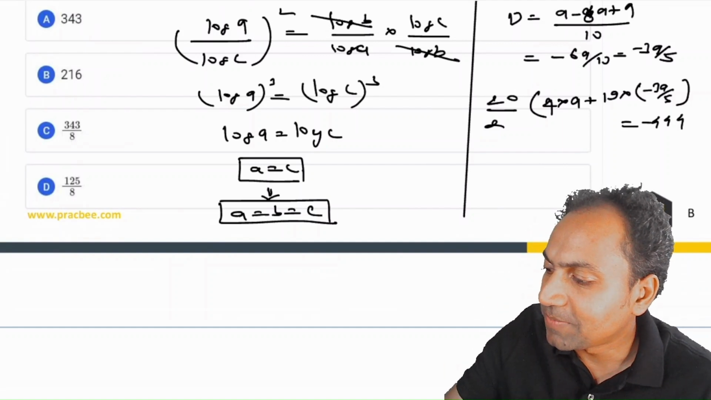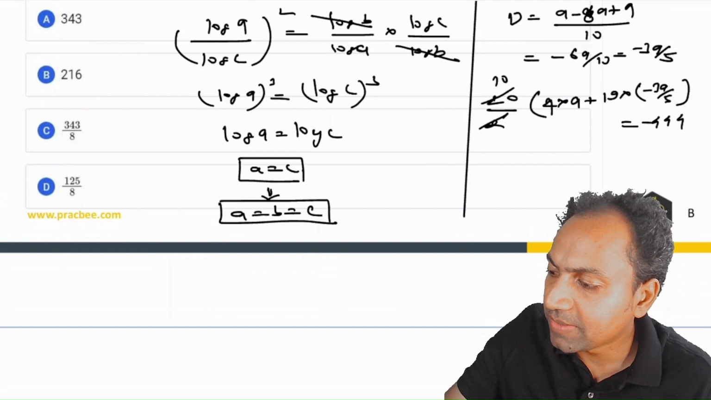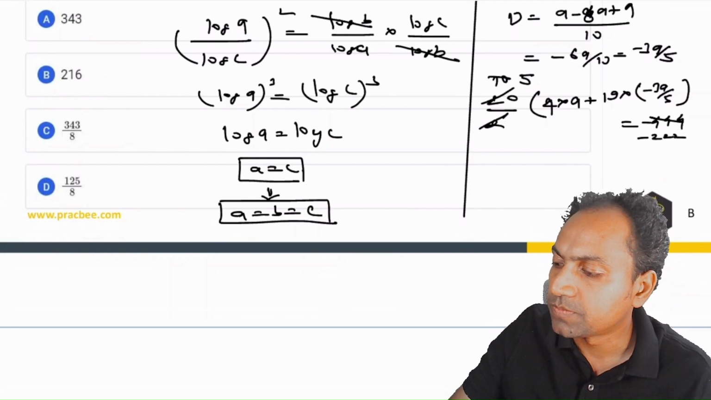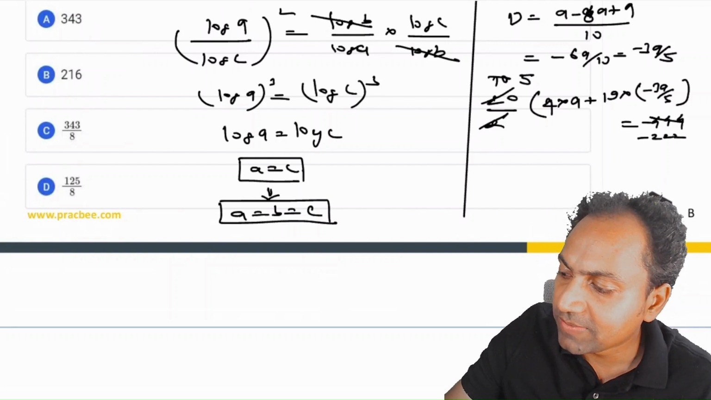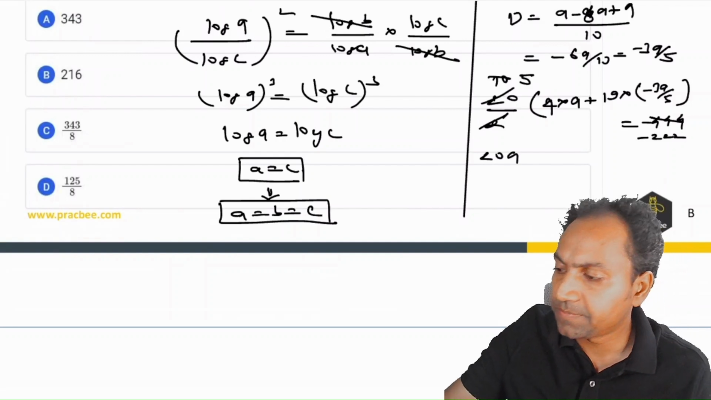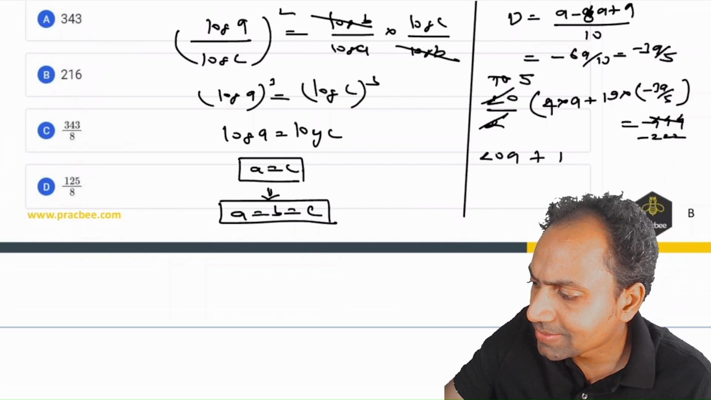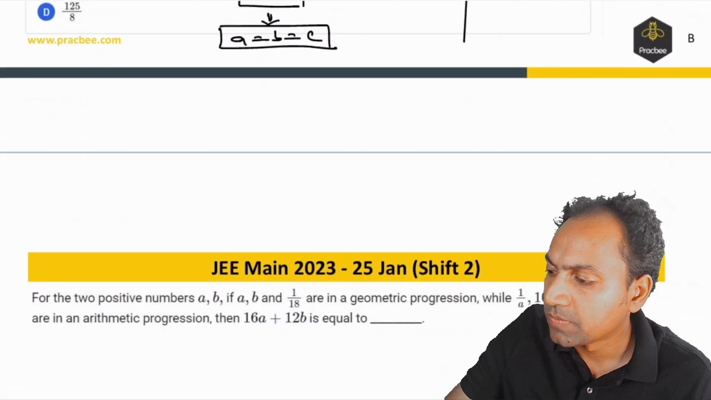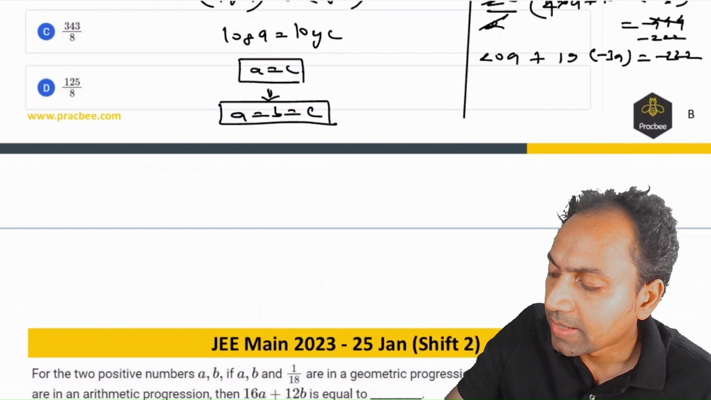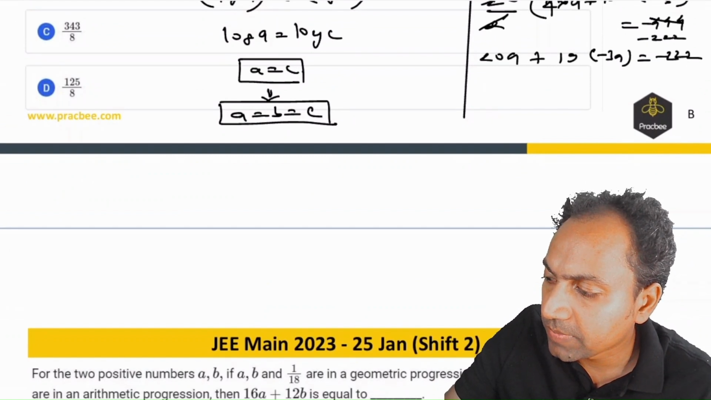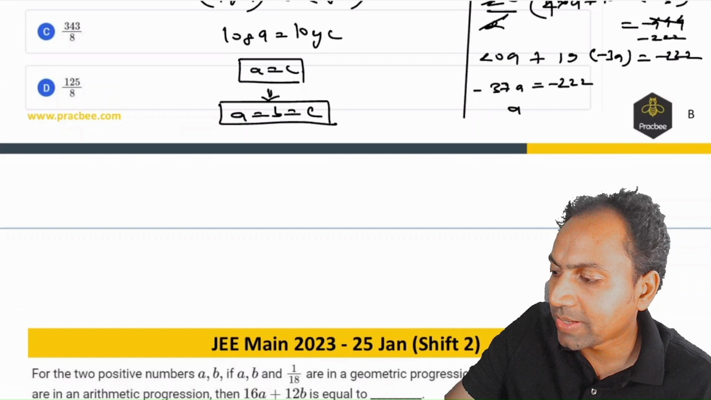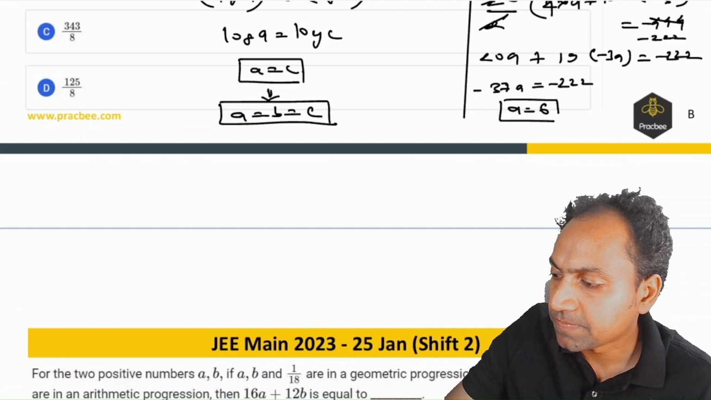Right. So if I simplify this, this becomes 10. And if I divide by 2 on both the sides, this becomes 5, and this becomes minus 222. If I multiply this 5 inside, this becomes 20A plus 19 into minus 3A will be equal to minus 222. And if I go further and simplify, this will become minus 37A, if I take both the terms, is nothing but minus 222. So A as a result comes out to be 6.